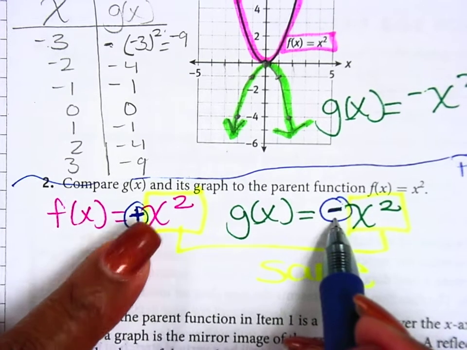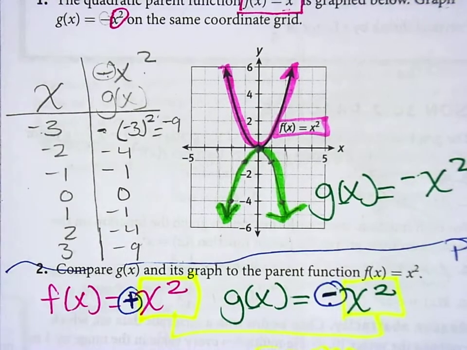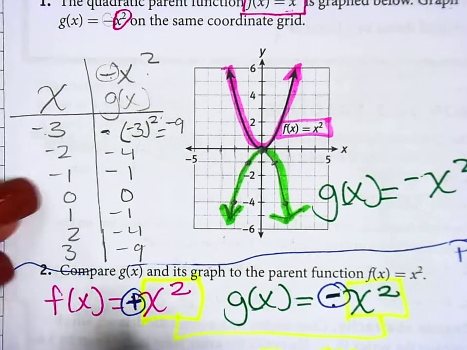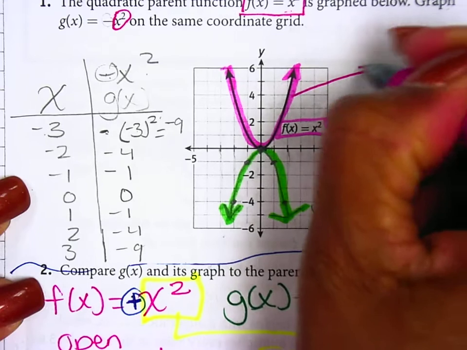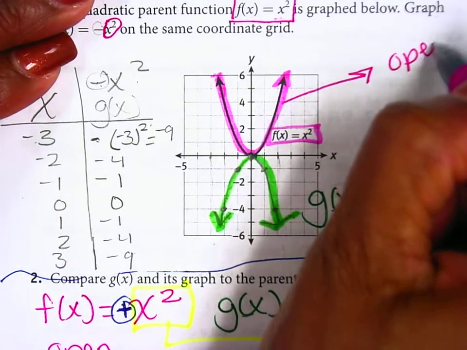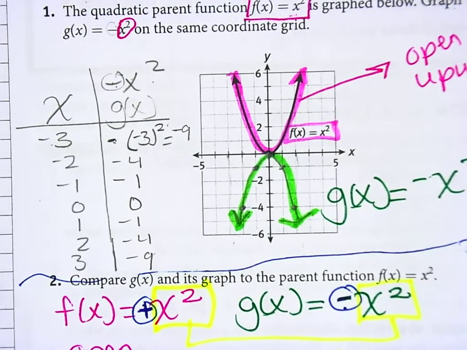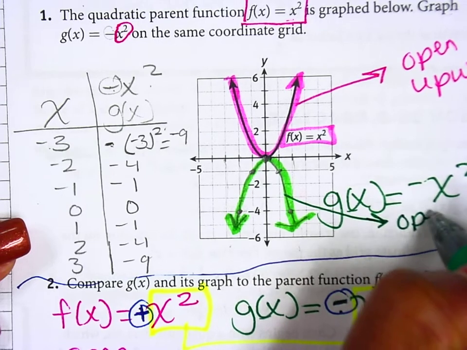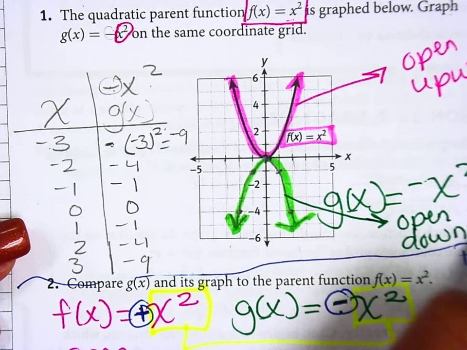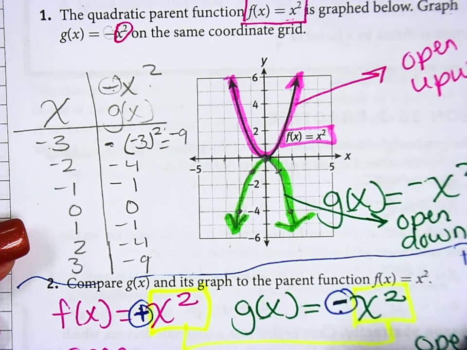Positive and negative. Now, the graph of the parent function is open upward, and I will put that here as well: open upward. And with the g of x function, it's open downward, and I will put open downward here as well.